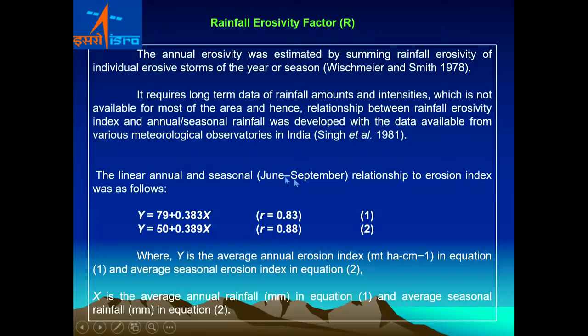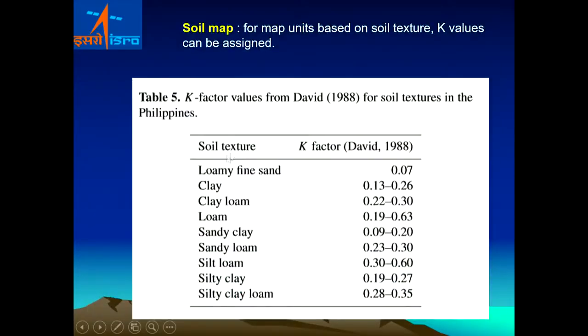So for that, some scientists, Singh et al. in 1981, have established a formula, so that you can calculate rainfall erosivity from annual rainfall using this equation, where X is the rainfall in a season or in a year. If you just have annual rainfall, you can put it in as X and calculate Y, the rainfall erosivity. K map is the soil erodibility factor.